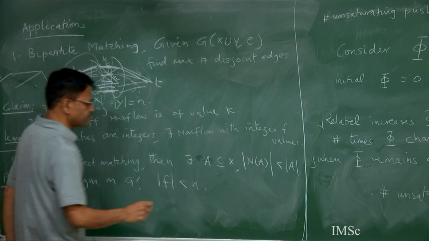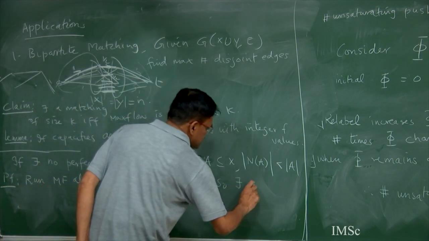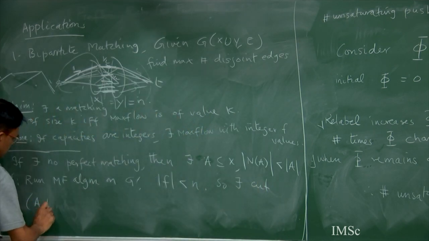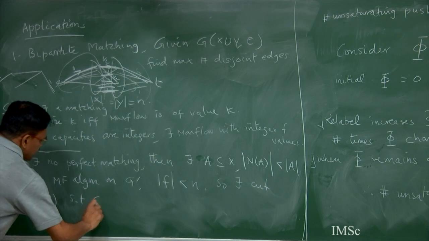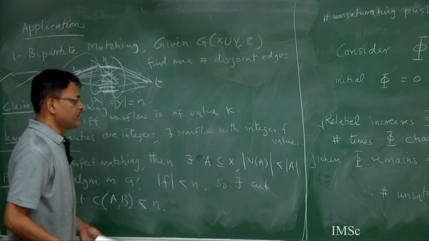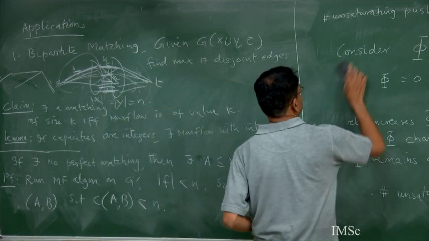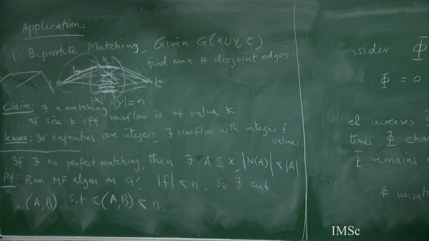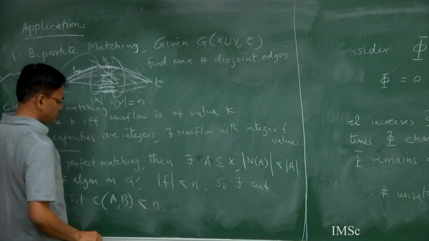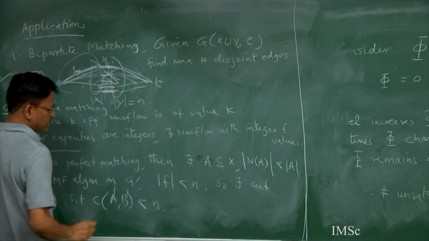So there exists a cut AB such that the capacity of the cut AB is strictly less than n. Let's look at the cut and then we'll get our result. So let's say I'm going to call it A prime B prime.